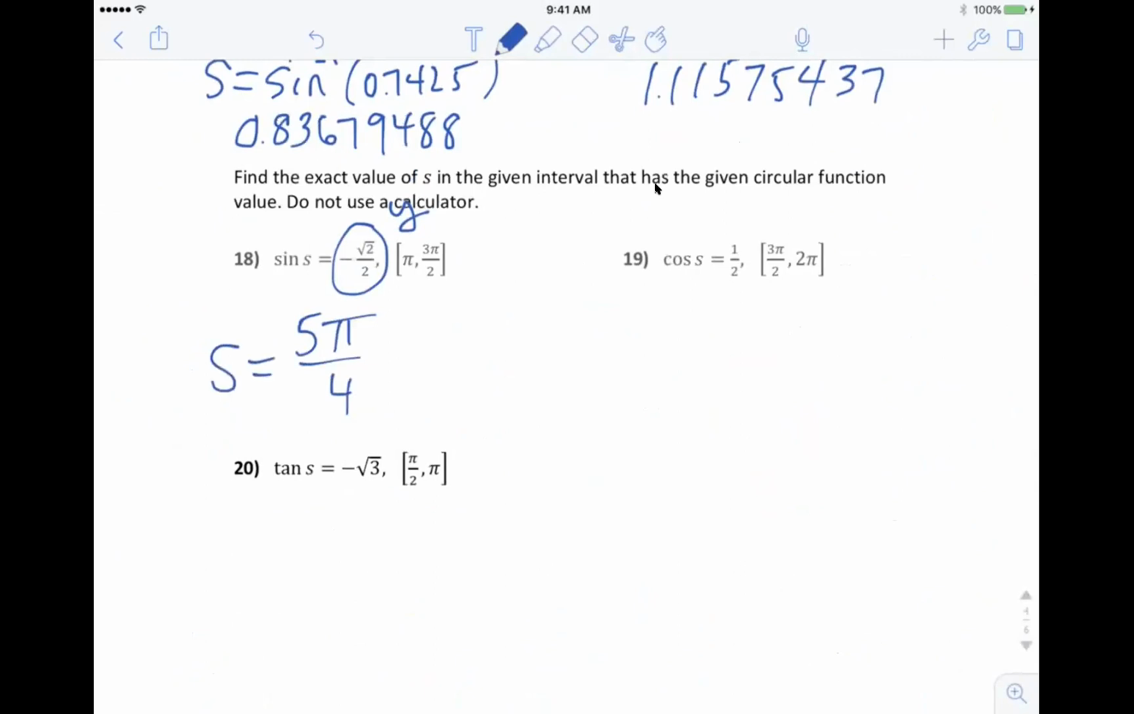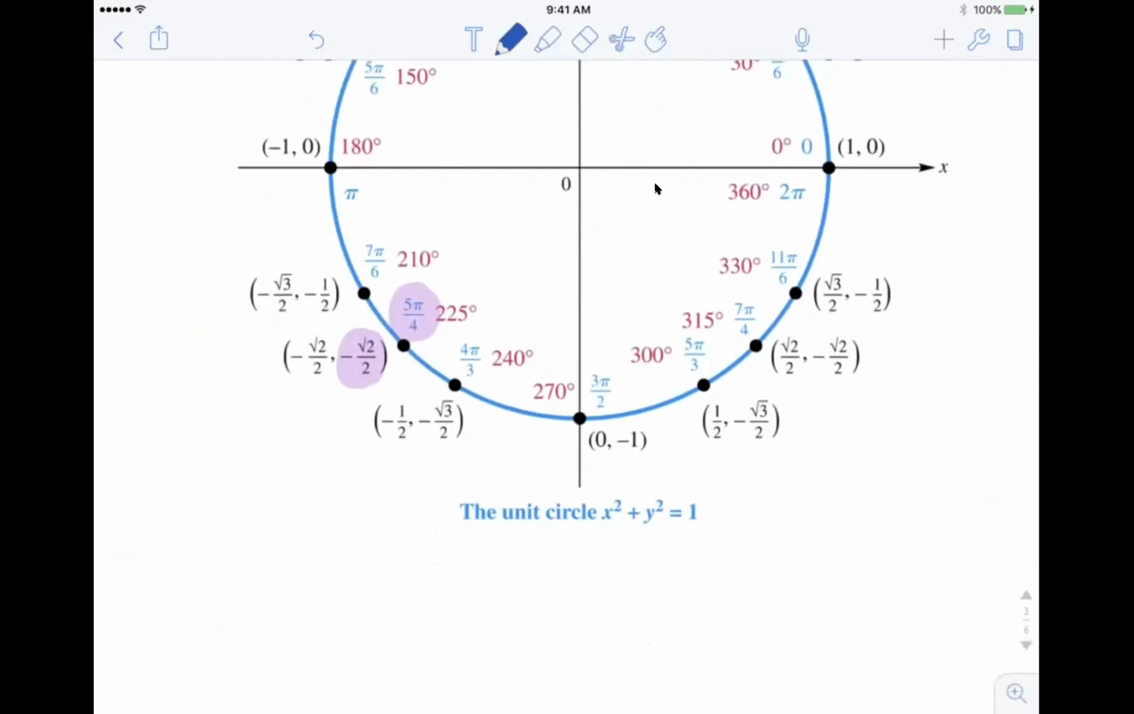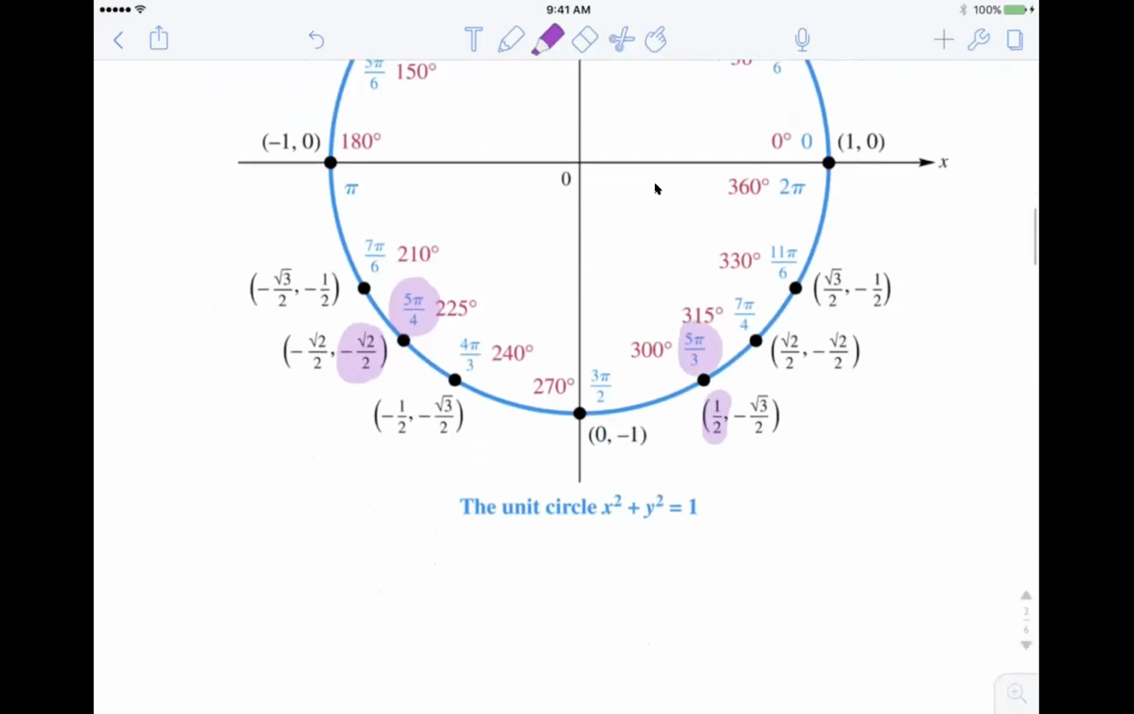So you can do the same thing for 19. The angle is going to be in quadrant 4, and you're looking for an x value because it's cosine of 1/2, right? So quadrant 4, where there's an x coordinate of 1/2, whoops, I meant to highlight that right there, right? And that leads you to the angle 5 pi over 3, okay?